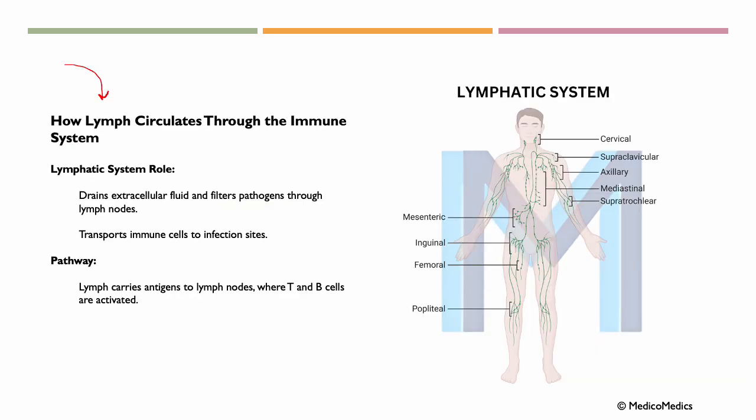Now, how lymph circulates through the immune system. So the lymphatic system has two crucial roles. First, it drains extracellular fluid and filters pathogens through lymph nodes.